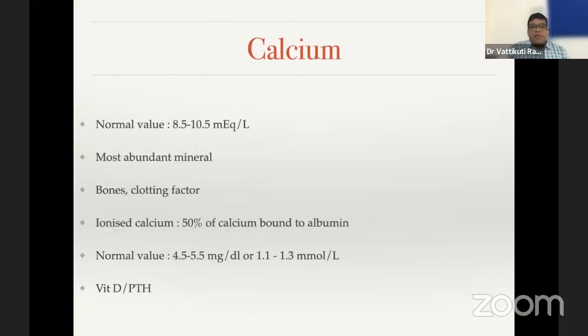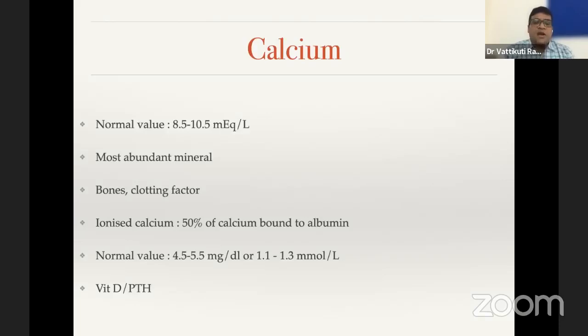Then the other important electrolytes include your calcium, which we commonly do. The normal value is around 8.5 to 10.5 milliequivalents per deciliter. It is the most abundant mineral in the body. It is very important for bone formation, as well as in the formation of clot. It is one of the clotting factors.